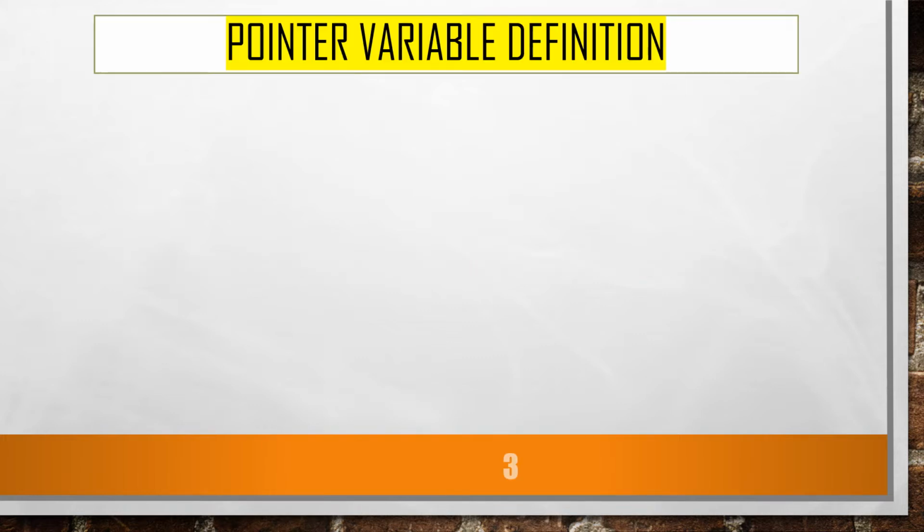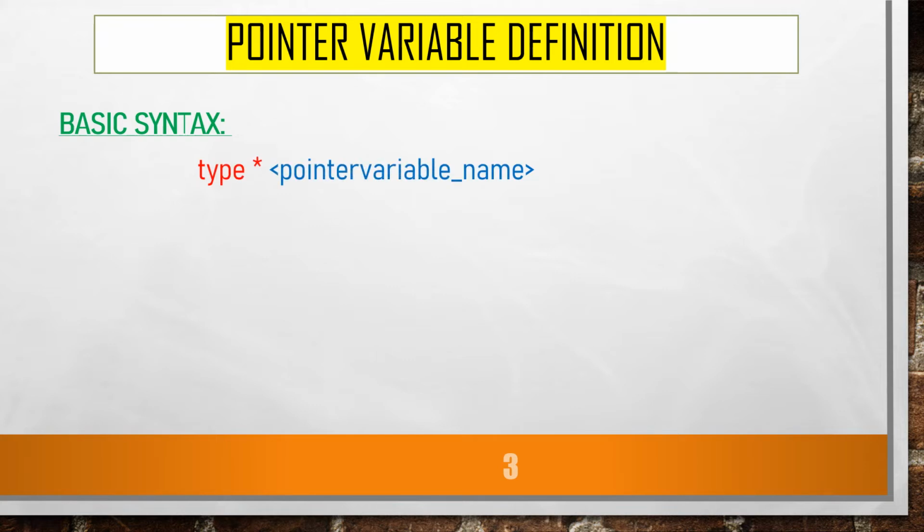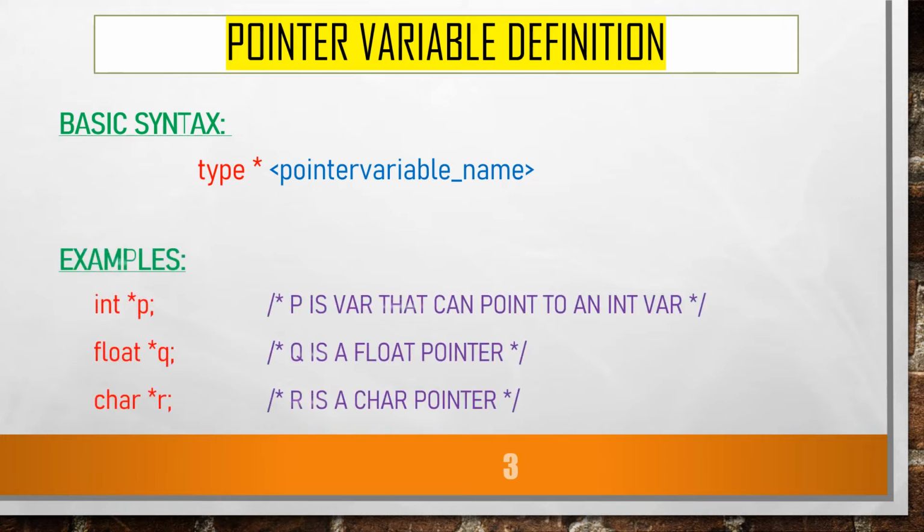Let us have a look at the syntax for creating a pointer variable: type, star, pointer variable name. Let us take a few examples. int *p. Now p is a pointer variable that can point to an integer value. float *q. q is a pointer variable that can point to a float value. char *r. r is a pointer variable that can point to a character value stored in some other location.